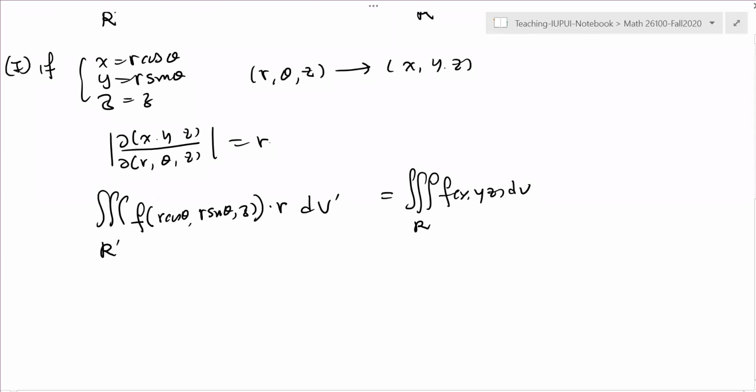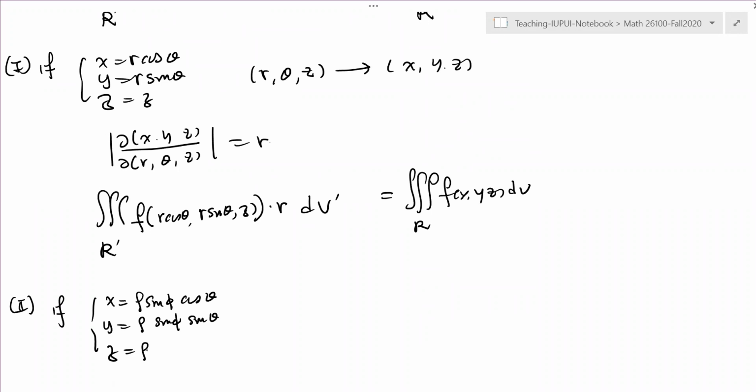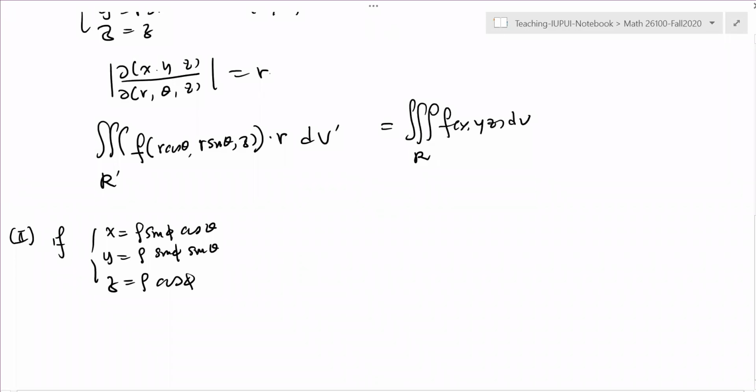Now, what I'm going to do today is talk about another substitution. This substitution is given by the following formula: x equals rho sine phi cosine theta, y equals rho sine phi sine theta, z equals rho cosine phi. Now, what are theta and phi here?